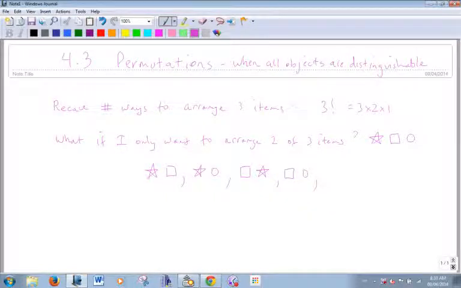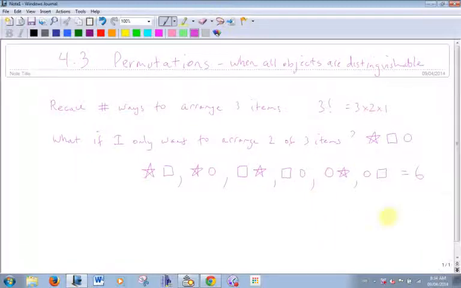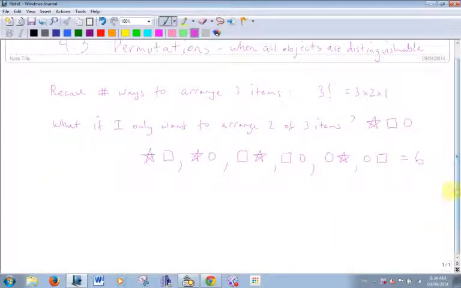Okay, be systematic. What one haven't I chosen first? Yeah, my third choice for the first one. And then I have 2 choices for the second one. How many total options or arrangements do I have here? Yeah, it's the same answer. That's not always going to work. Okay, this is still equal to 6. Okay, but I just arranged 2 of those 3 items. Okay, there's a formula for that, but let's look at another example first.